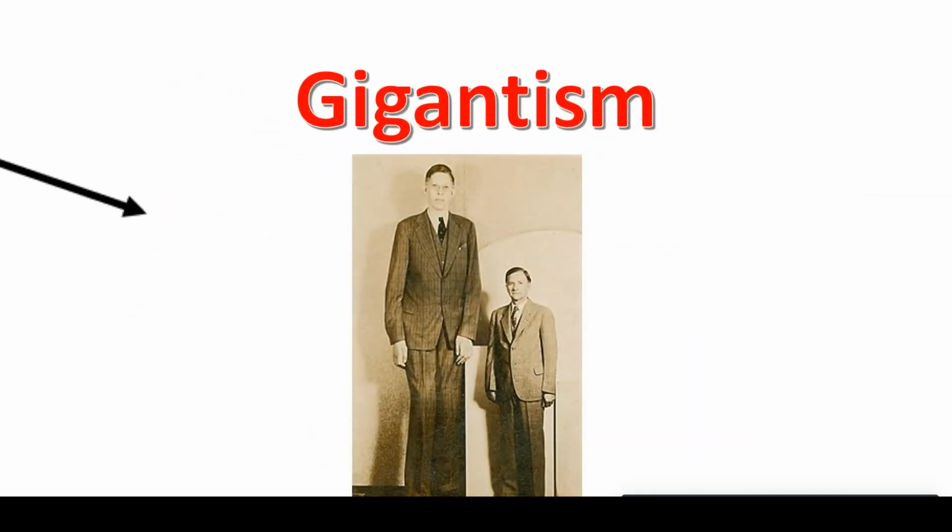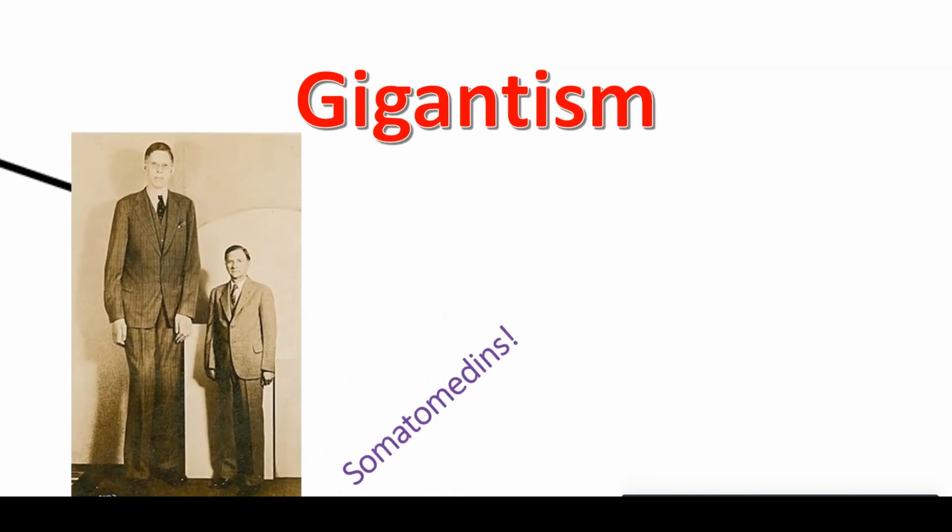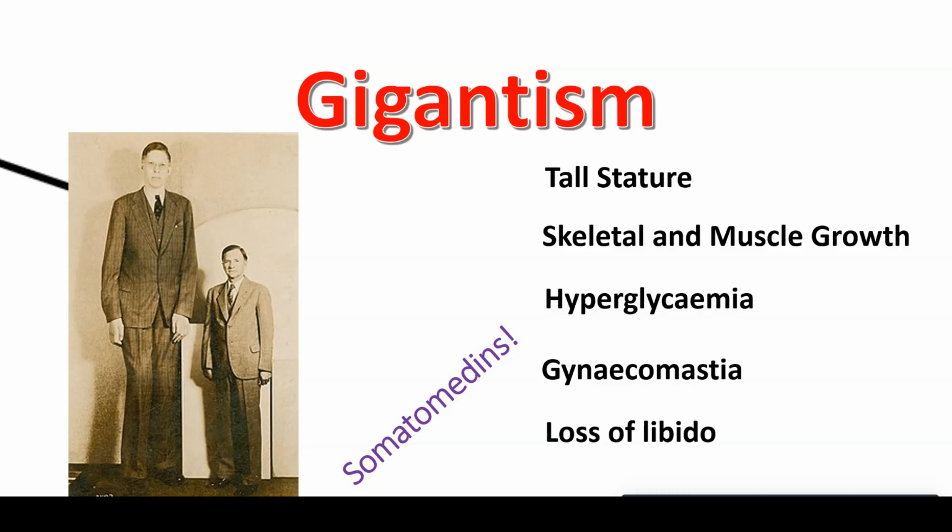Okay, so for gigantism, we will typically have someone who is like a giant. Okay, so we will look at some features of it. Since the long bones can grow a lot, the person will have a very tall stature. They will also have increased skeletal and muscle growth. Along with this, they will also have hyperglycemia.